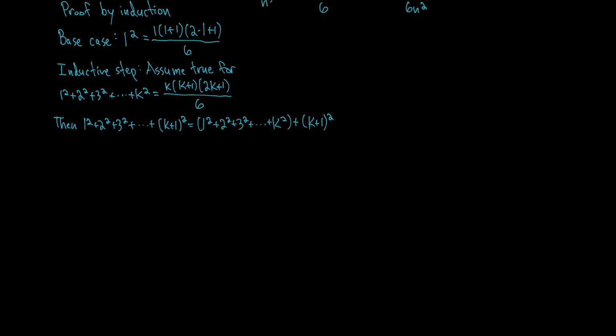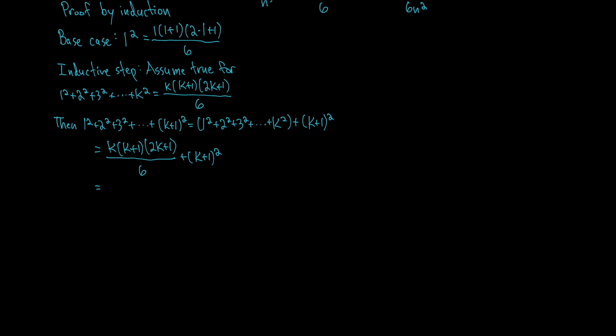But we just said that we're assuming that it's true for that sum. So I can replace this with the actual sum that we're assuming is true. So I can replace it with k times k plus 1 times 2k plus 1 over 6, and I still have the plus k plus 1 squared. Notice I could not just replace the entire thing with this because we only assumed it was true up until k. The whole point is that we're trying to prove that it works even if we go past k.